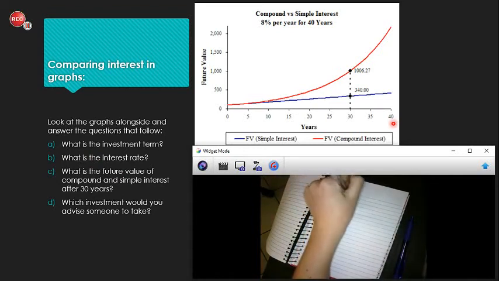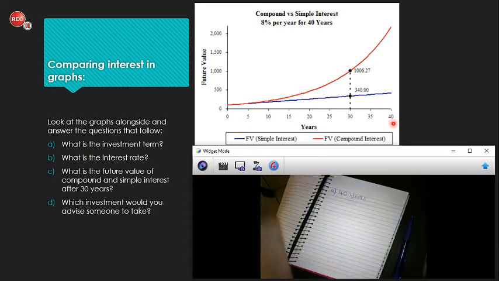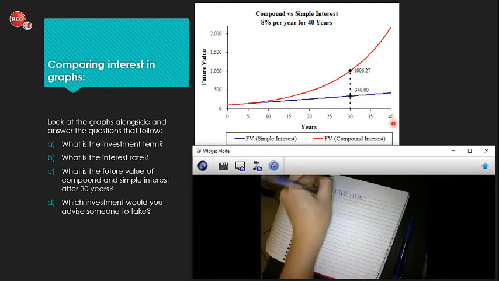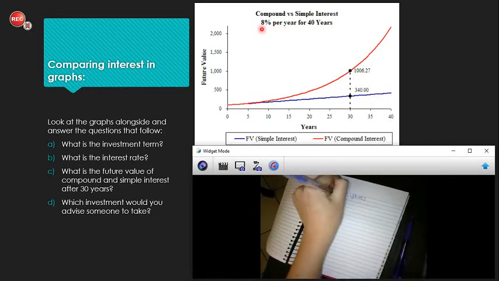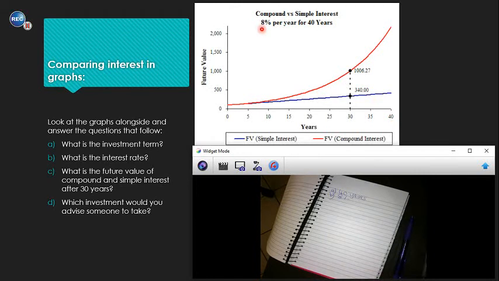What is the interest rate? You can't really tell from the graph, but if we look at the heading of the graph, it tells us it's 8%. So it's either simple or compound, depending on which one they choose. What is the future value of compound and simple interest after 30 years? So compound interest and simple interest.